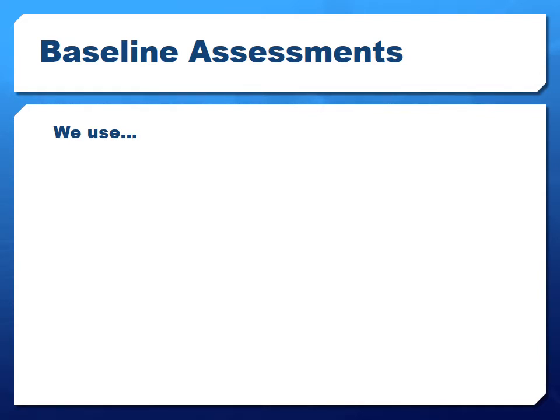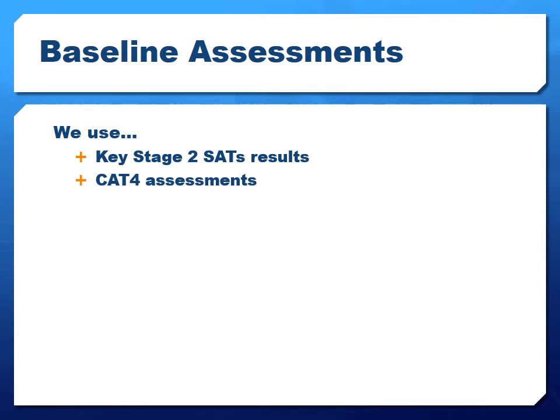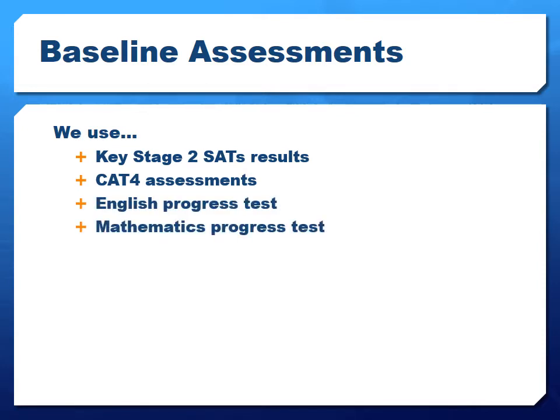There'll be a number of baseline assessments each child will sit when they join the school. We have the results from their Key Stage 2 SATs. They will also sit Cat 4 assessments, English progress tests, Math progress tests, and reading and spelling tests. These assessments help us to understand where a child might need further support, and we can put that support in place when they join the school. They also enable us to estimate an end of Key Stage 4, so end of Year 11, target grade for each child. By estimating that final target grade, we can plot their journey from Year 7 to Year 11. However, these are reviewed on a regular basis to make sure they're appropriate for each child.